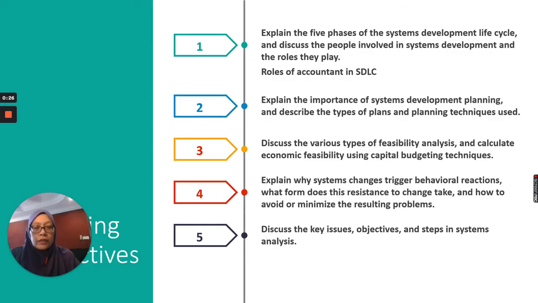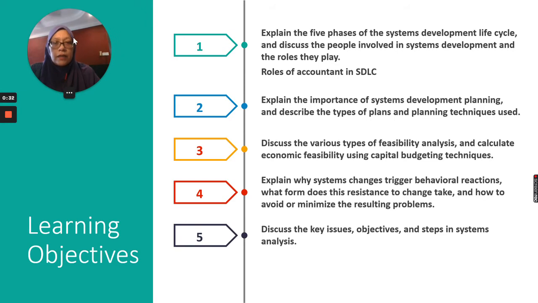In this chapter 22, we will cover 5 learning objectives. The first one is to explain the 5 phases of the system development life cycle and discuss the people who are involved in this system development and the roles that they play. Also, we're going to see the roles of the accountant in this SDLC. SDLC here refers to the system development life cycle.